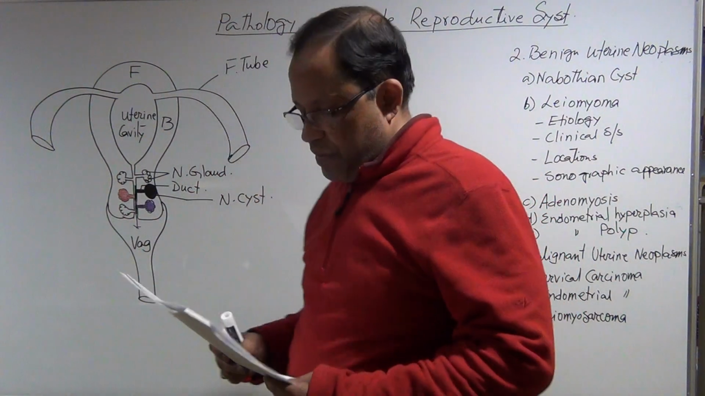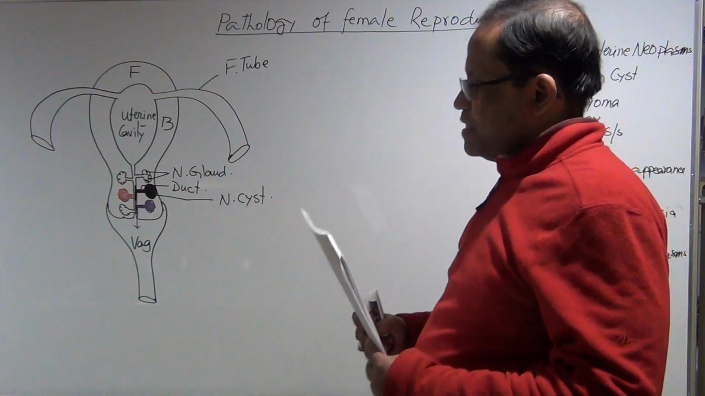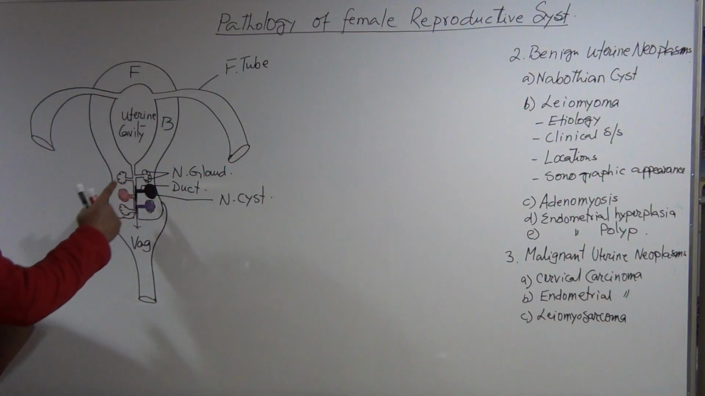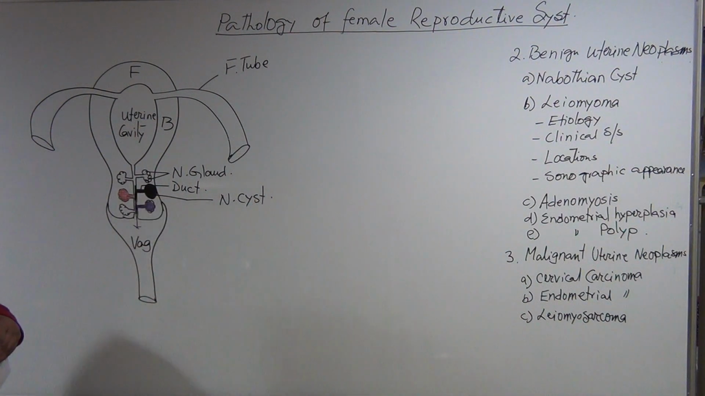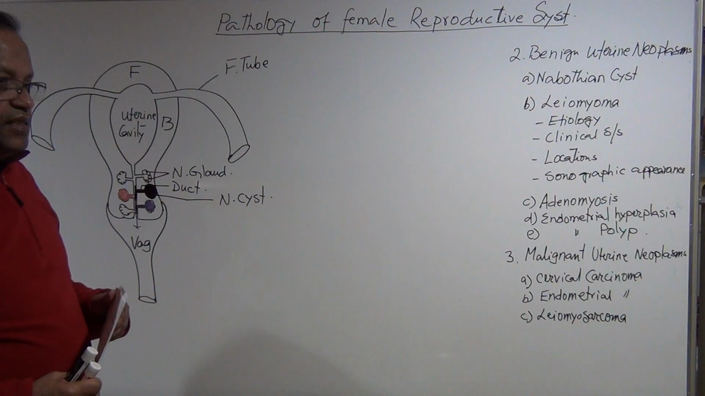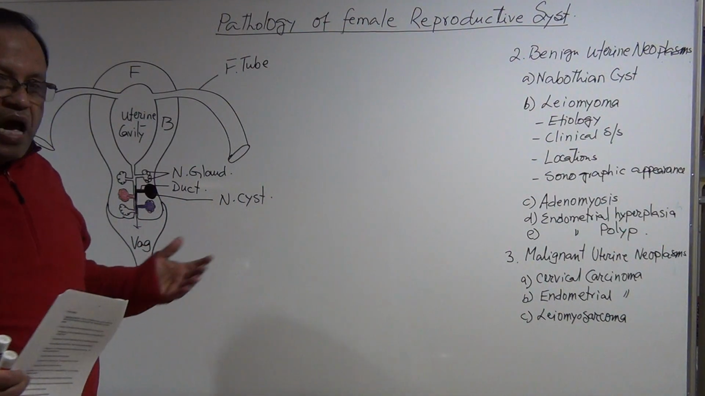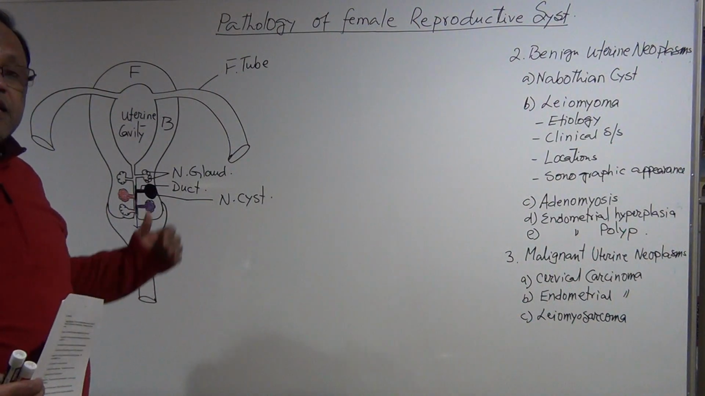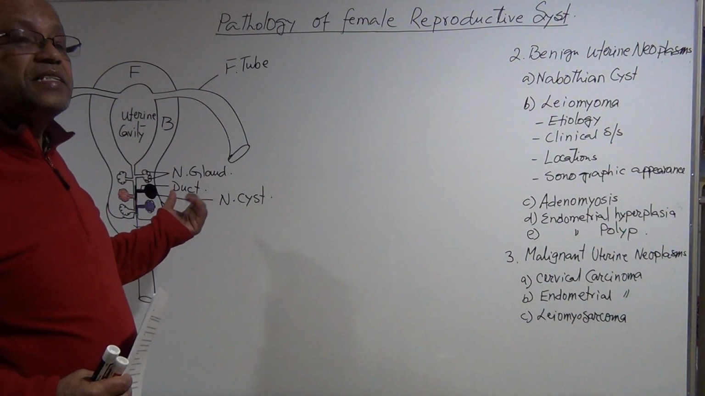And the most common cause that I told you is a blockage of the duct, but most of the time it is asymptomatic, an incidental finding. So then what is the problem? I'm going to say no problem. But there is a problem when it gets bigger.